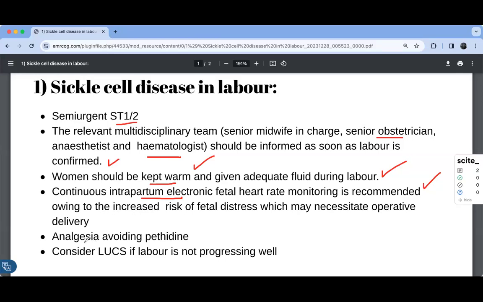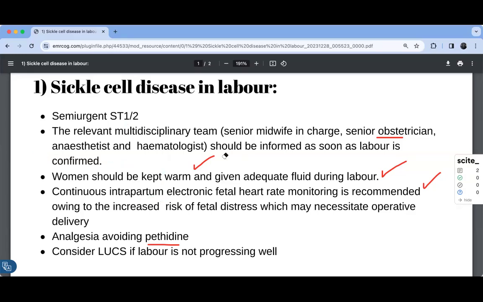In analgesia, you also have to keep good pain control. For that, the anesthetist is here to help you, and we avoid pethidine. If there is delay in the progress of labor or in the second stage, so we go for what? We go for the cesarean section. Don't let the patient suffer too much, because this may precipitate a crisis.